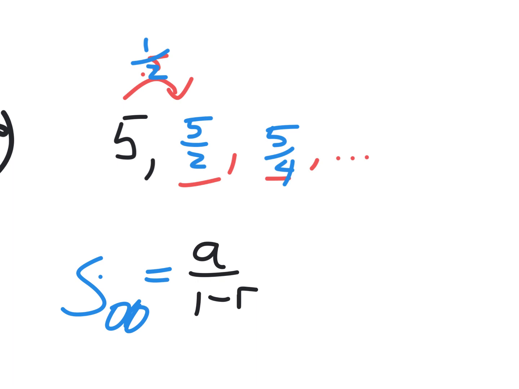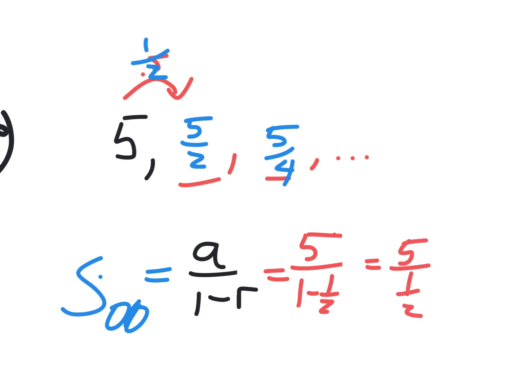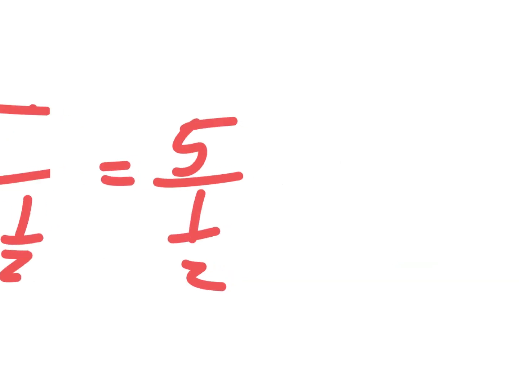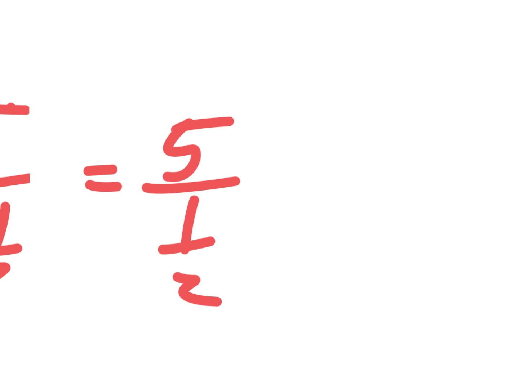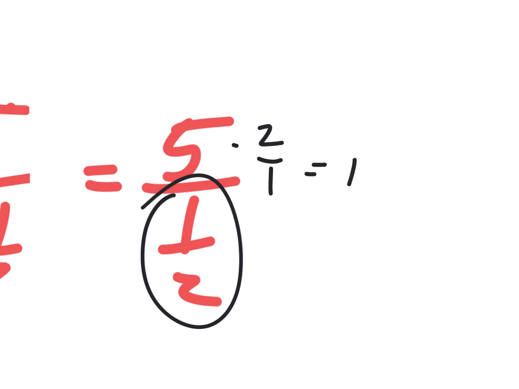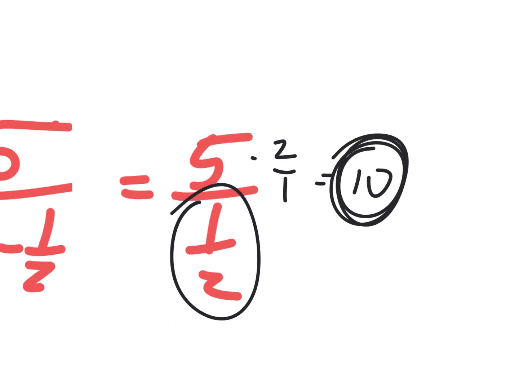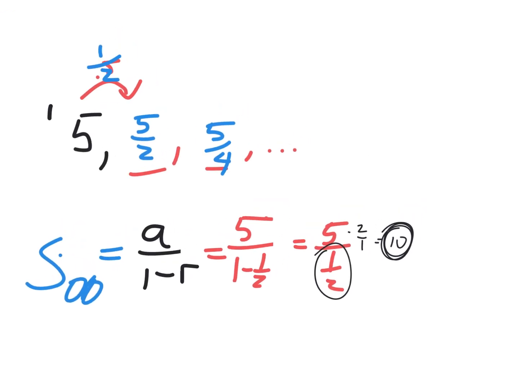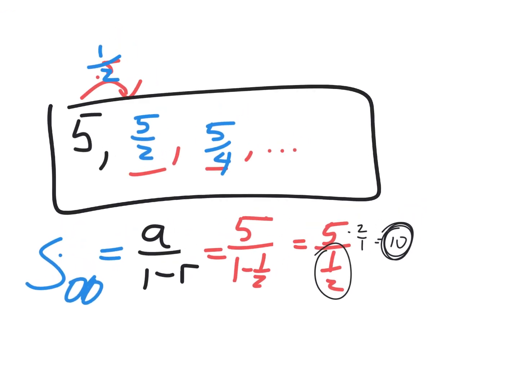Henry, tell me how to do it. You put 5 into A and 1 half into R. And 1 minus 1 half will give us a half. And what do you do with that? Divided by a half. You flip the denominators and multiply. Times it by 2 over 1. Answer is 10. That's series. This one right here would add up to 10.